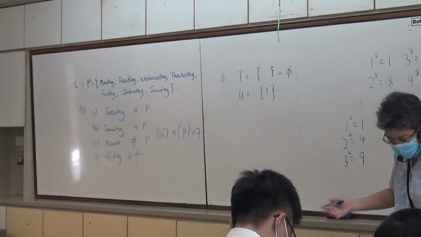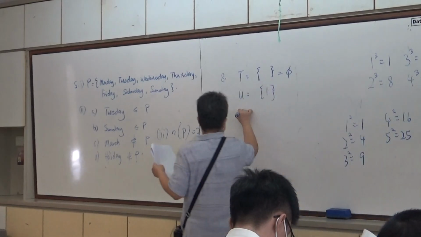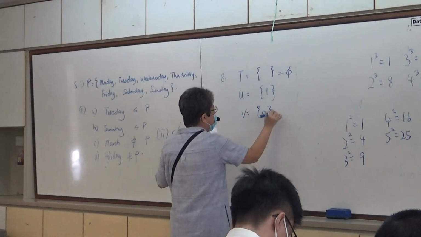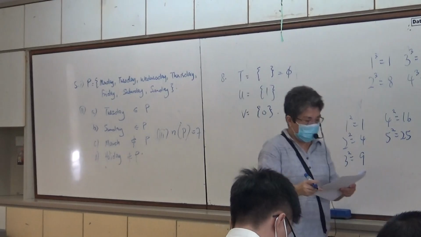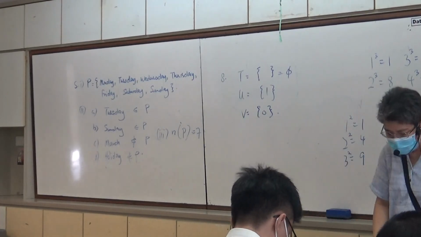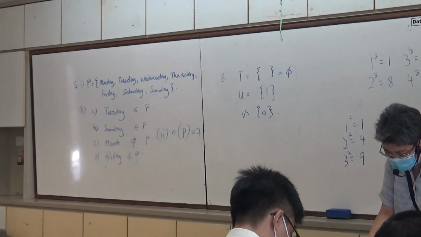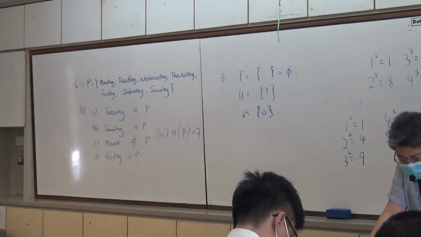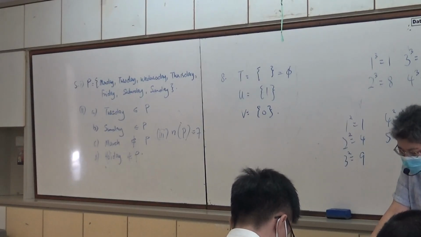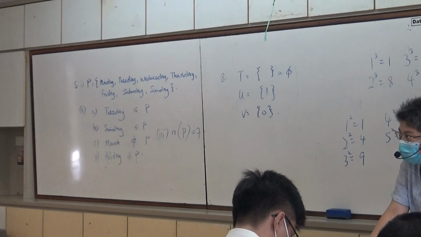Last one, V. They give you V as having the element 0. Now let's look at the question. Which sets are empty sets? Only T, right? Can you see?